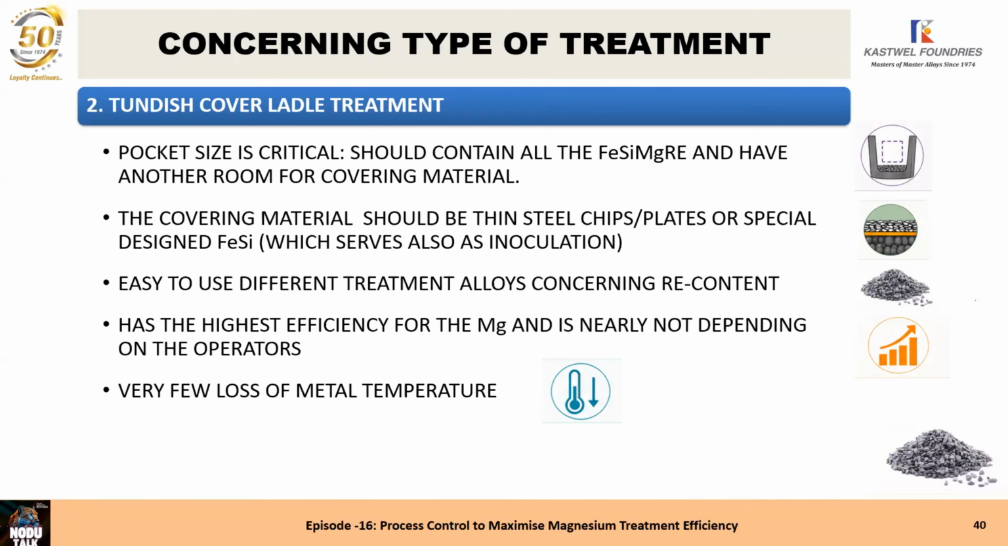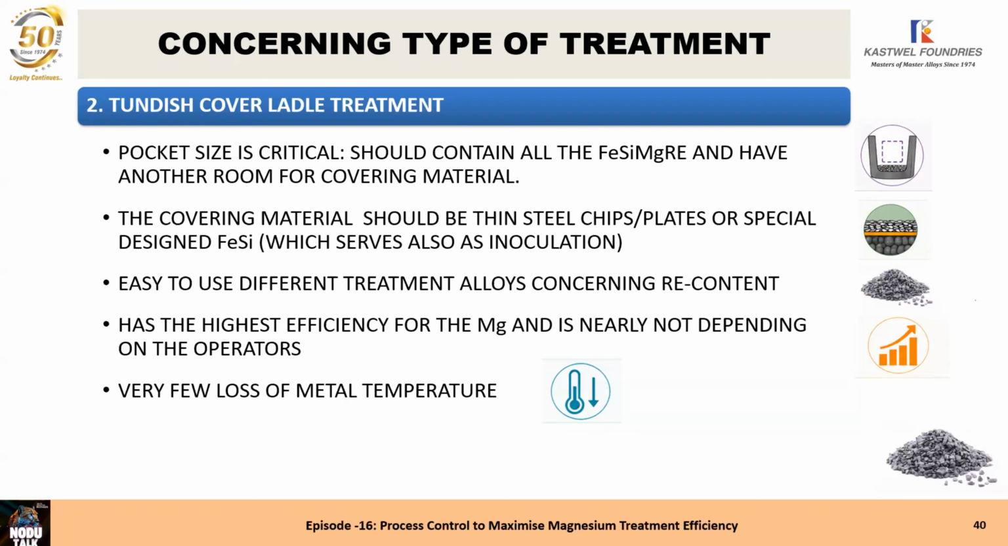The covering material should be thin steel chips, plates, or specially designed ferrosilicon, which serve also as inoculation. It is easy to use different treatment alloys concerning rare earths. You can use rare earths of different RE content in this method. It has the highest efficiency for magnesium and nearly does not depend on the operator experience. There is very little loss of magnesium metal in this treatment method.